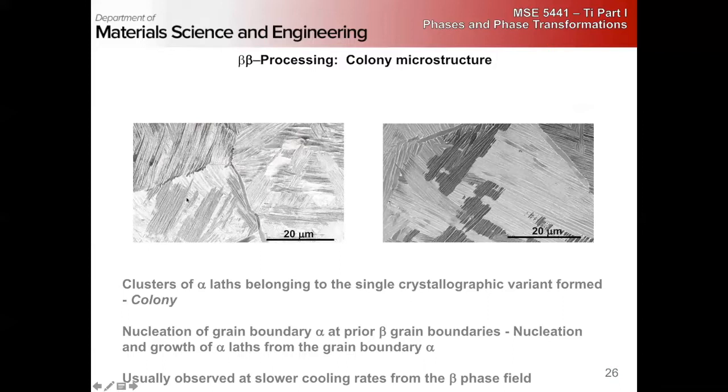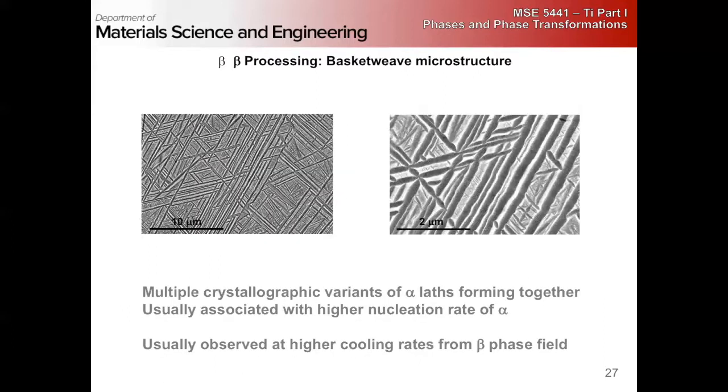So they come in clusters, a colony of alpha laths that all are of the same variant. Here we see our allotriomorphic alpha on the grain boundary, right? And we get structures like this at generally slower cooling rates. If we cool a little faster, we get what's colloquially known as a basket weave structure, where we nucleate multiple variants in a small space.